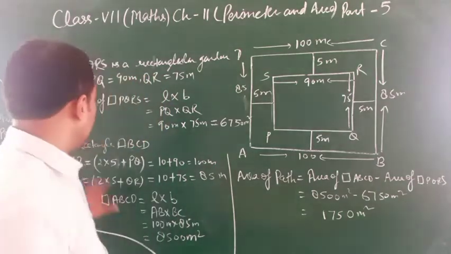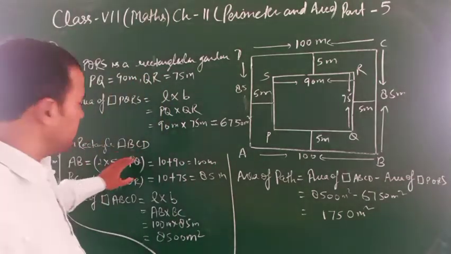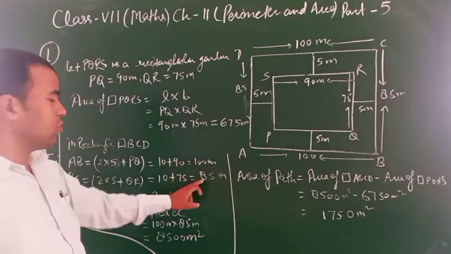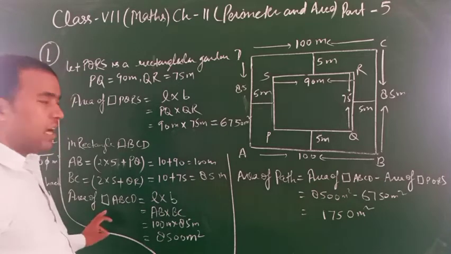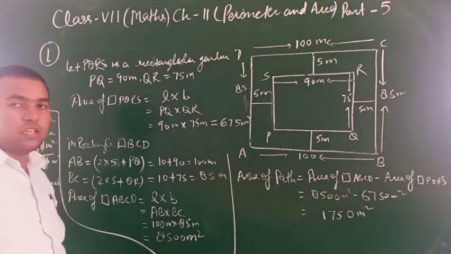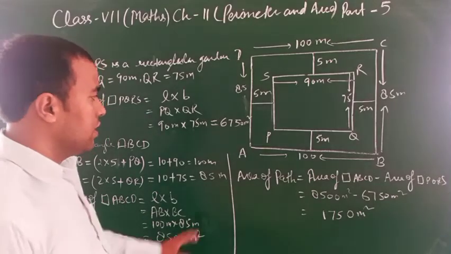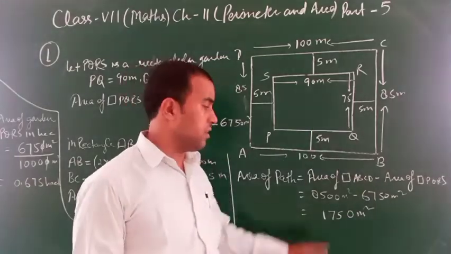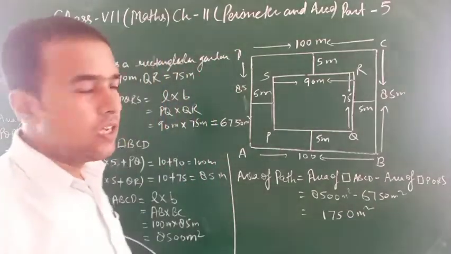Clear? Here in rectangle ABCD, AB equal to 100, BC equal to 85. Area of rectangle ABCD is L into B, AB into BC, means 3500 meter square. Area of path is the difference between this rectangle and this rectangle. Then we will get 1750.